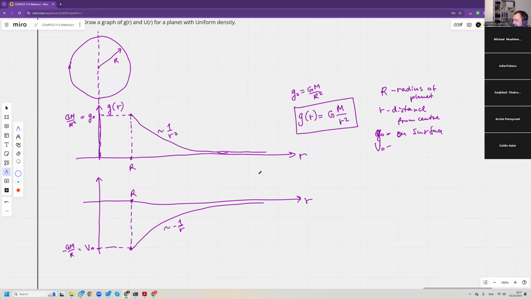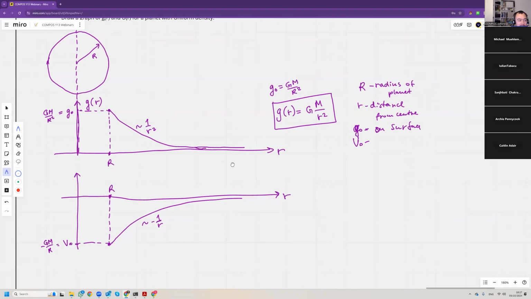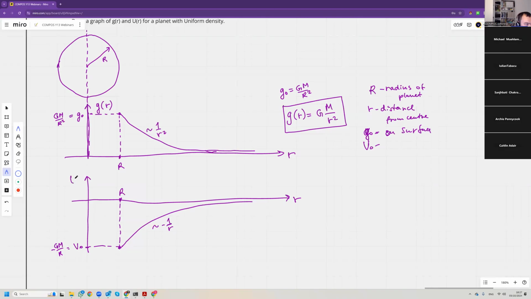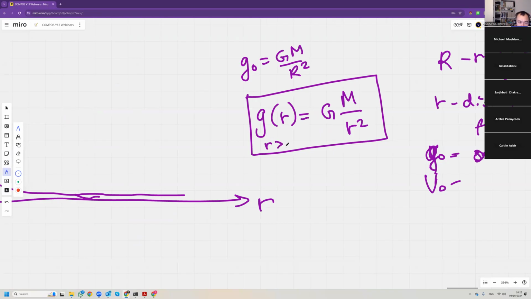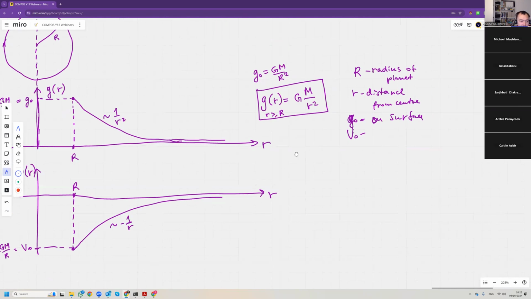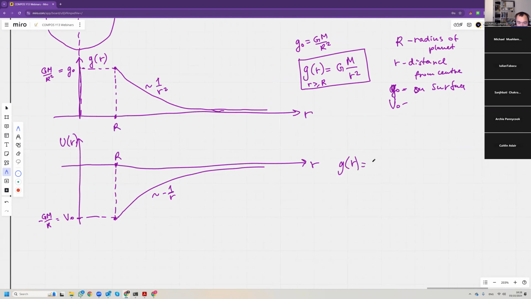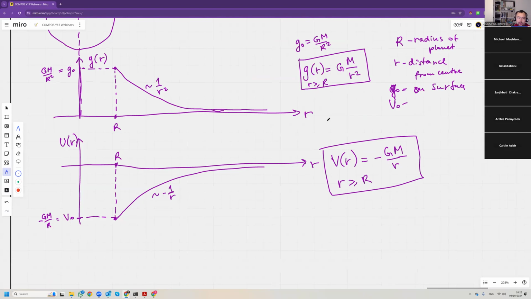Okay. Does everything make sense so far with the graphs? We've literally just drawn the graphs. Now, the interesting part goes if you go inside the planet. If you go inside the planet, this equation no longer works, because this equation only works if r is greater or equal than the radius of the planet. And this equation, V of r is equal to minus Gm over r, only works if the distance is greater or equal than the radius of the planet. Inside the planet, these two formulas don't work. So we kind of need to figure out what's going on. What happens when you're inside the planet?